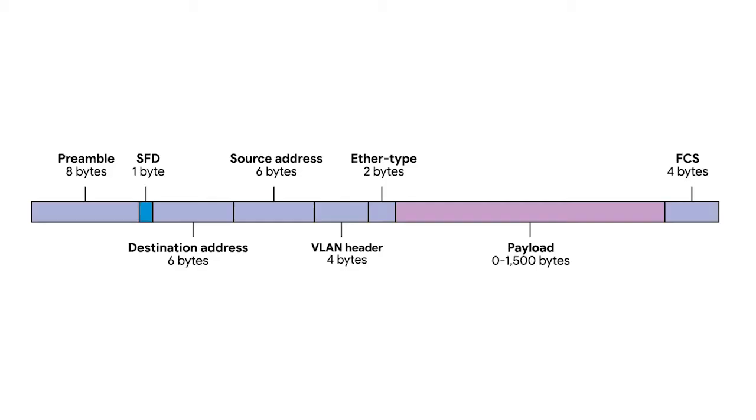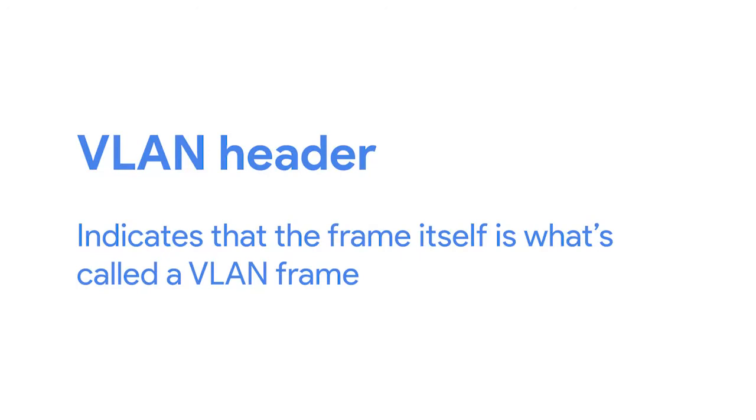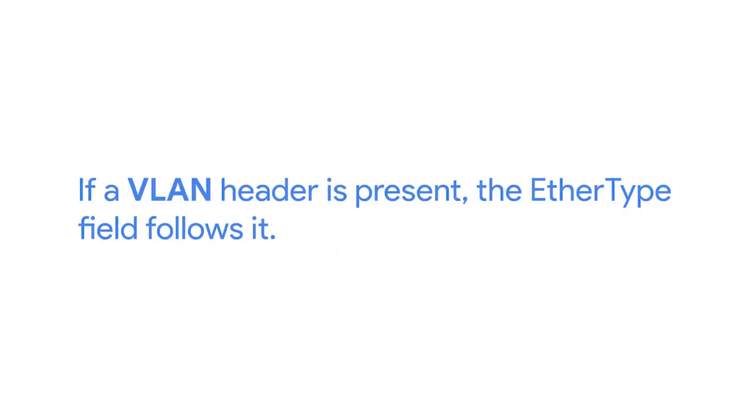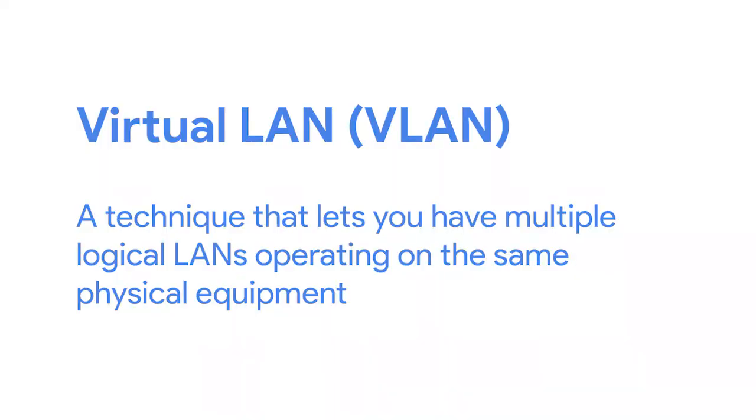It's worth calling out that instead of the ether type field, you could also find what's known as a VLAN header. It indicates that the frame itself is what's called a VLAN frame. If a VLAN header is present, the ether type field follows it. VLAN stands for virtual LAN. It's a technique that lets you have multiple logical LANs operating on the same physical equipment.